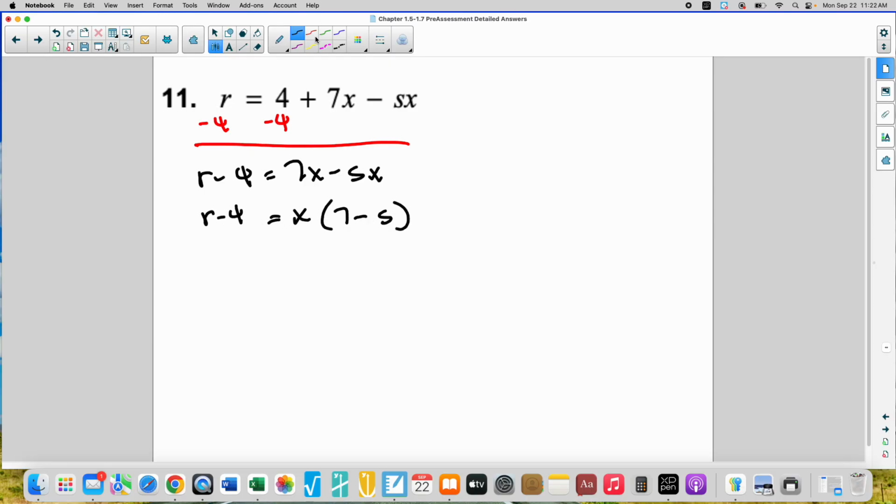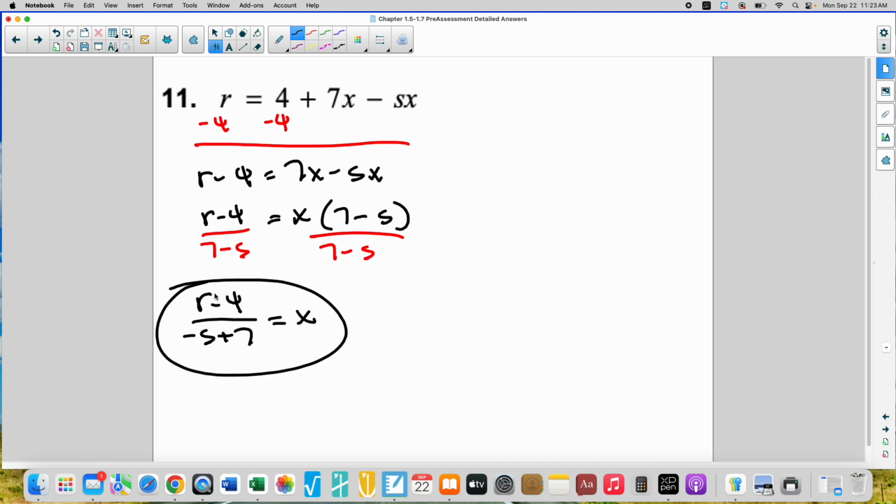It feels like we've done this problem before. 7 minus s, 7 minus s. Yeah, it does, doesn't it? r minus 4, and then I'm going to write my variable before my constant. I feel like that was in the Friday problems. Don't know.